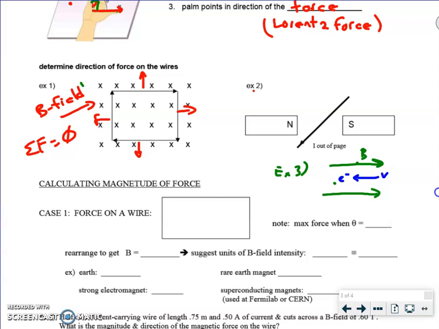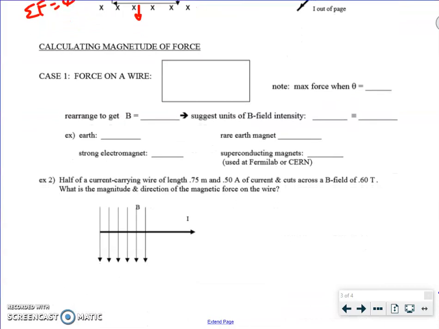So what is that telling us? The force is 0. There is no Lorentz force because this charge is not cutting across the B field. It's going anti-parallel to it, and so because of that, there is no force. So be mindful of that when you're applying the third-hand rule. If it's not cutting across, there is no force.